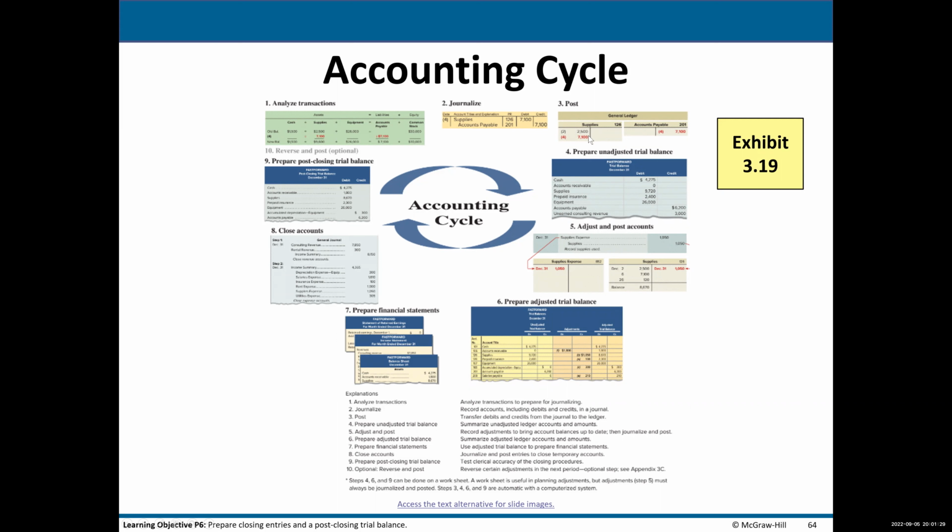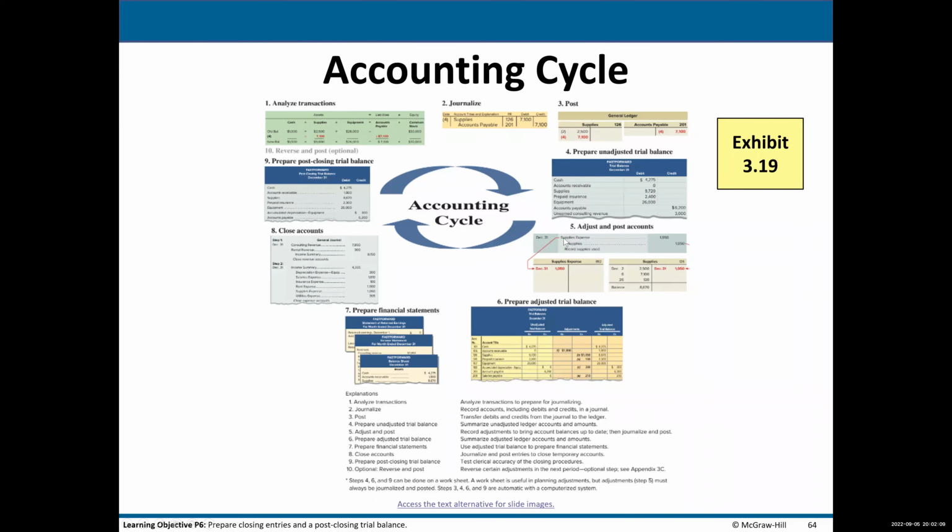Then we're going to prepare our unadjusted trial balance. And where do I get these numbers for the trial balance? Well, they're the ending balances from the general ledger. Okay, so we look at them and they're not up to date, right? You've got to look at them and make sure that they're up to date. Like, hey, we didn't recognize that we used supplies. Hey, we didn't recognize that some of our insurance policy expired. So we have to make all these adjusting journal entries. And that's number 5 here. Adjust and post the adjusting journal entries, right?